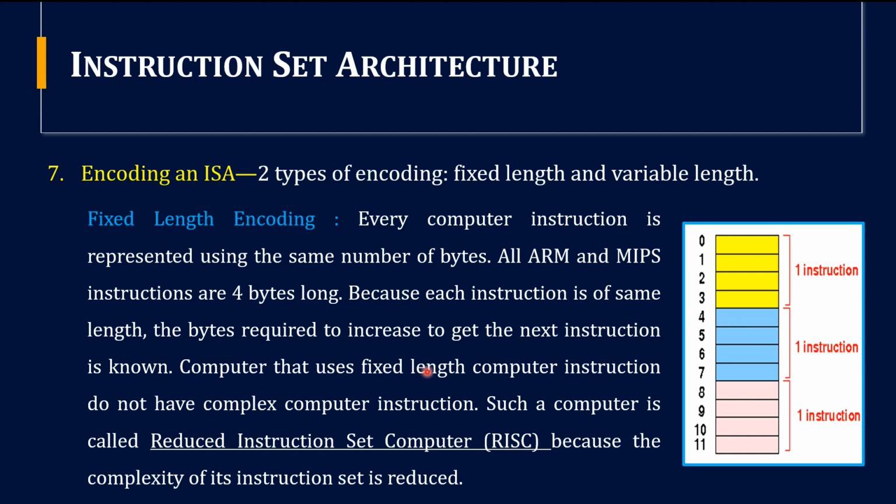A computer that uses fixed length instructions does not have complex instructions. Such a computer is called a reduced instruction set computer architecture because the complexity of the instruction set is reduced. Hence, here all the instructions have the same length. The complexity of the instruction is very low, and so the instructions are called the RISC instruction set. RISC stands for reduced instruction set computer architecture. And so here the complexity of the instruction set is reduced.